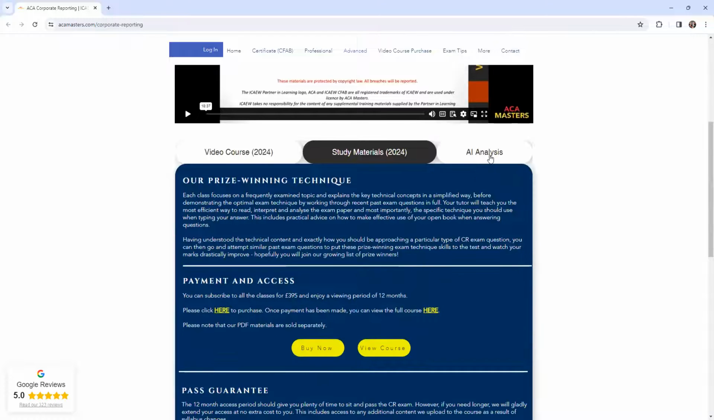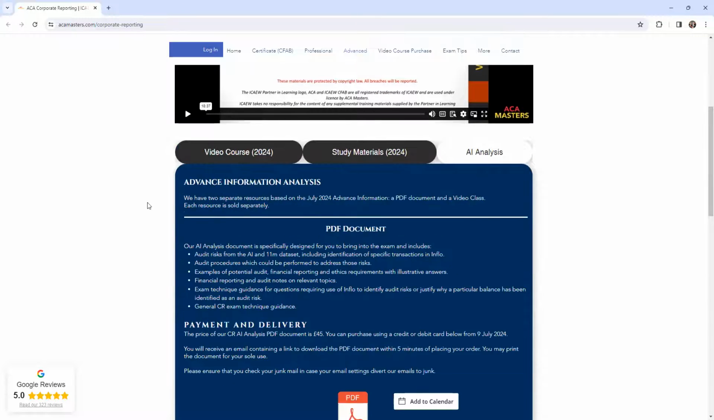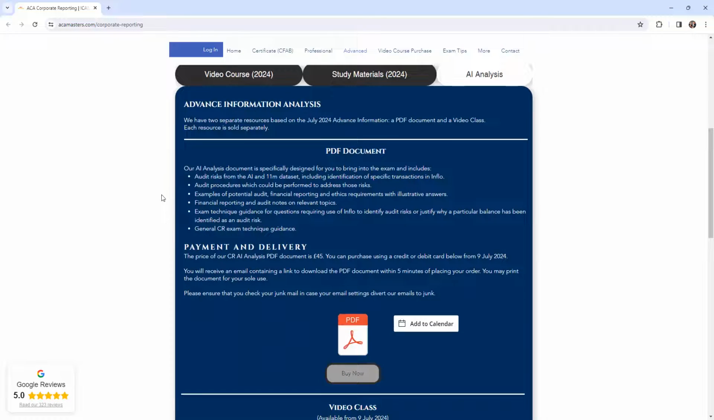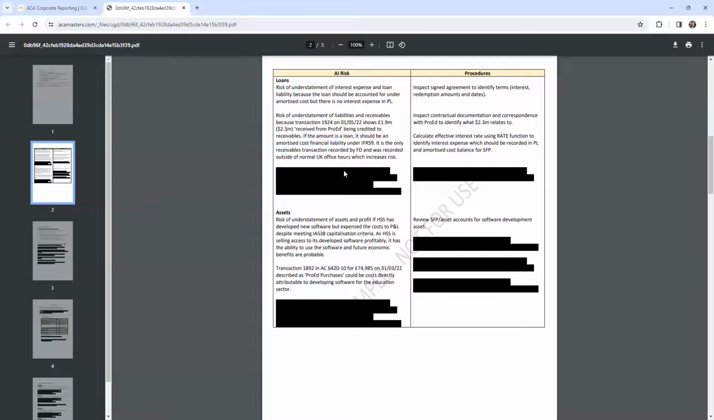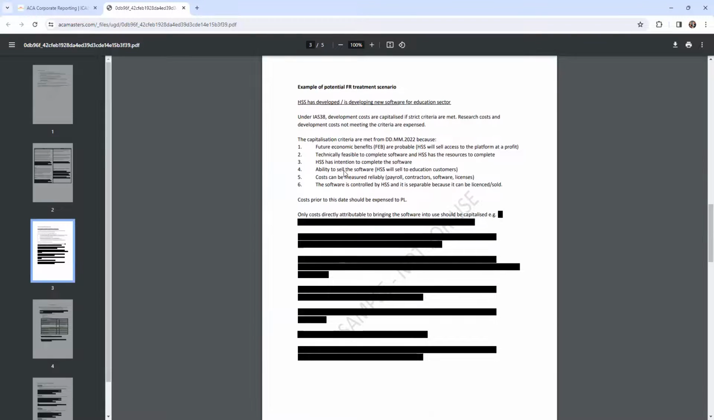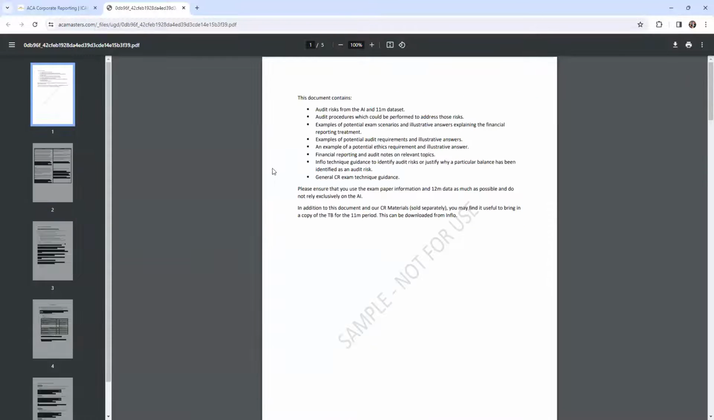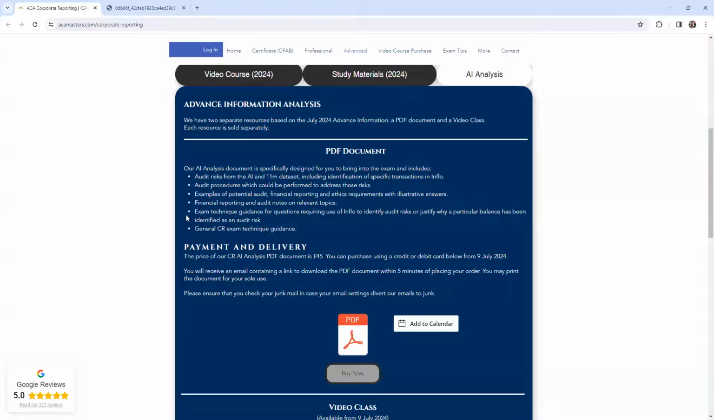So closer to the exam, we'll release our advanced information analysis, obviously several weeks after the ICAEW have released the document that identifies the key financial reporting and auditing issues that are coming from the advanced information, to get you well prepared for that question.